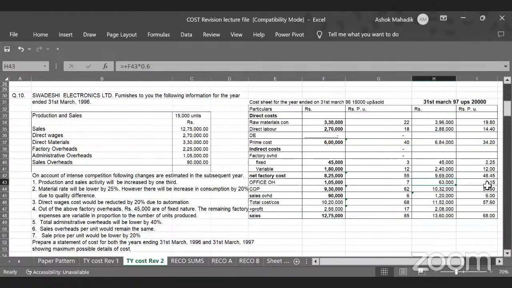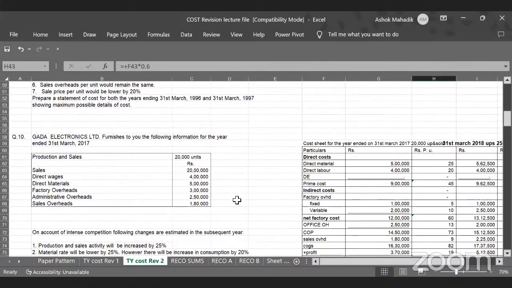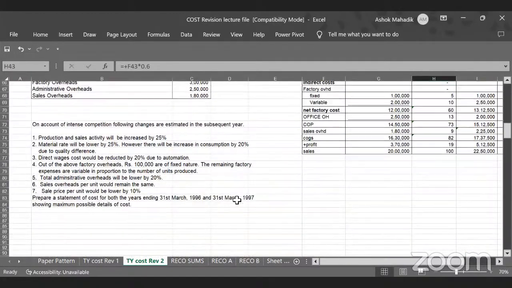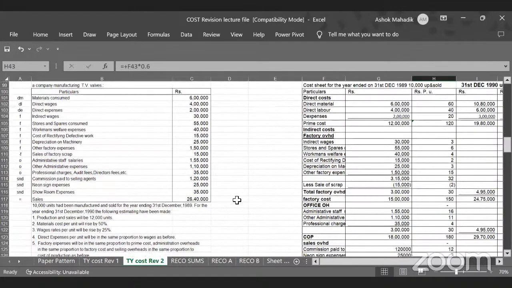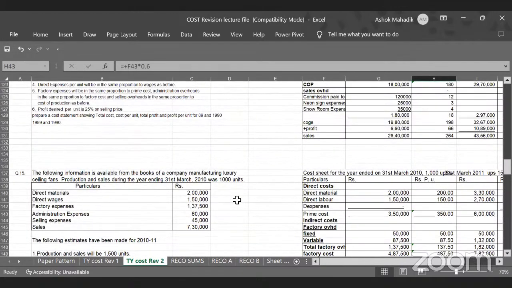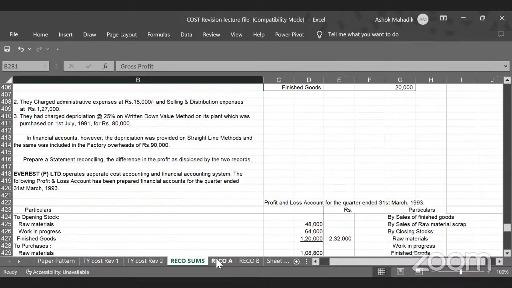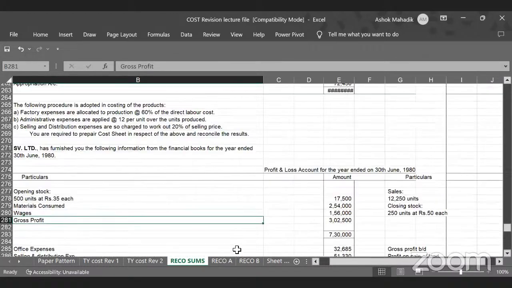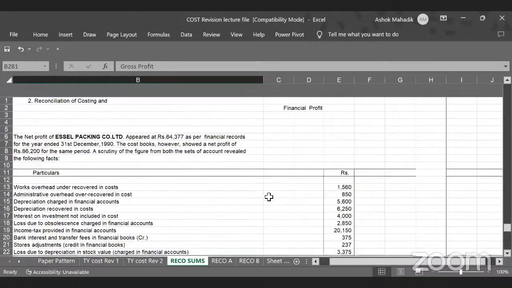Okay. So as requested by you to go to next chapter, I'll go to next chapter. This is again estimated cost. Same way how to solve it. Okay. So done. So we'll go to next chapter, that is reconciliation of cost and financial profits.